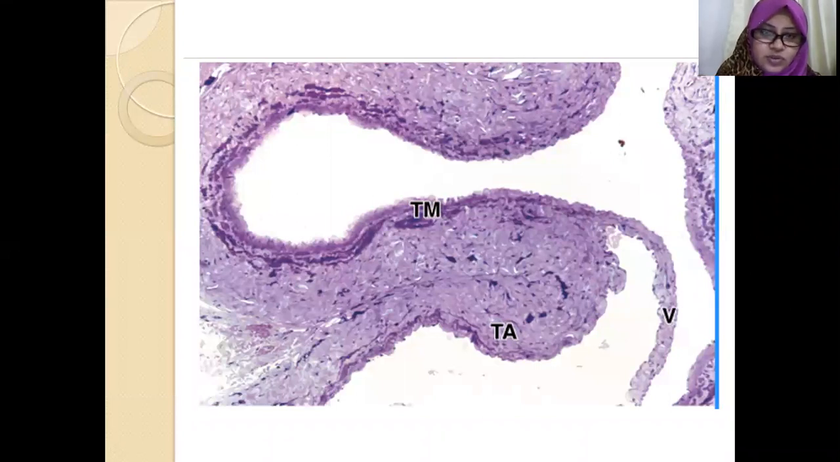This is the microscopic structure of a vein. This is the tunica intima layer. Here we can see a valve, and it is lined by endothelium resting on basement membrane. And this is tunica media, where connective tissue and smooth muscle cells are present. And this is tunica adventitia.